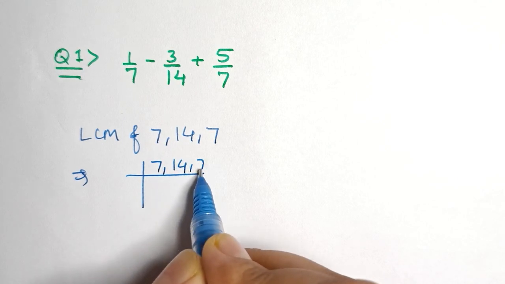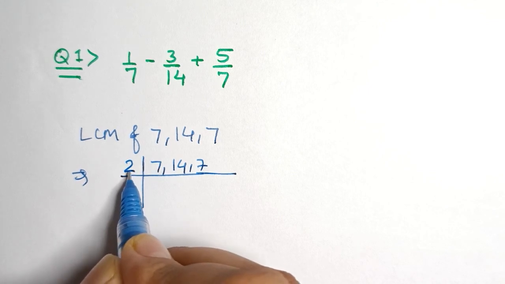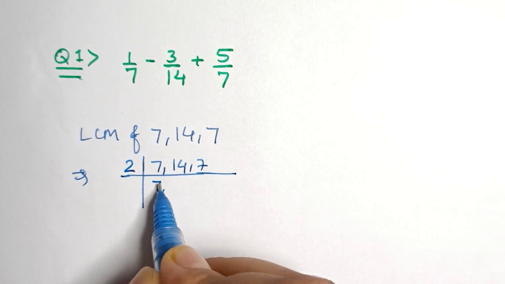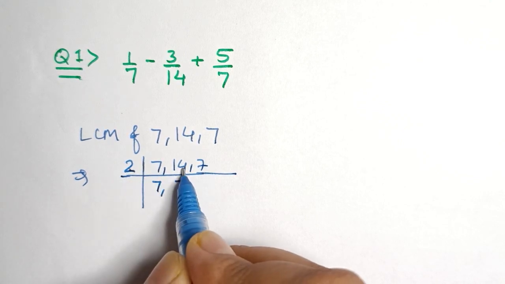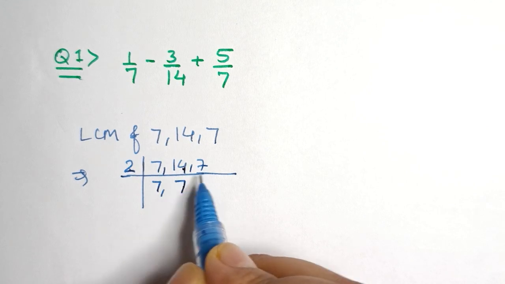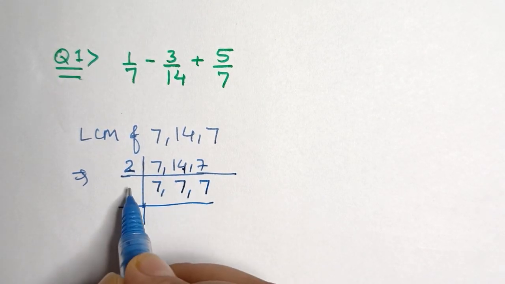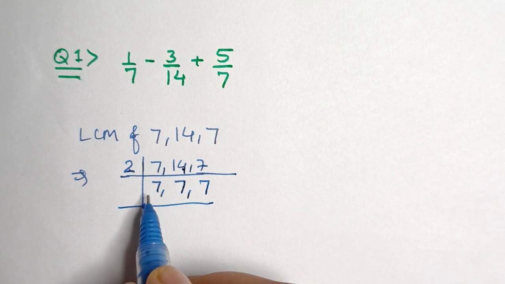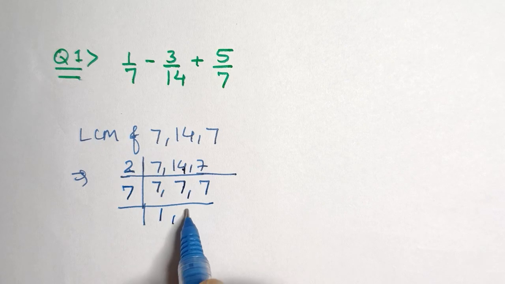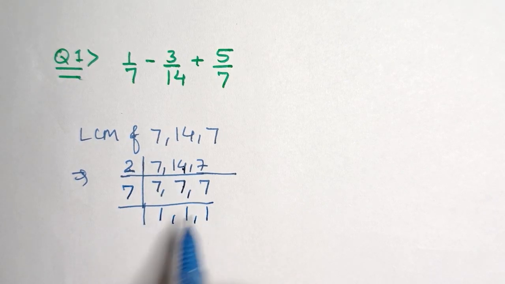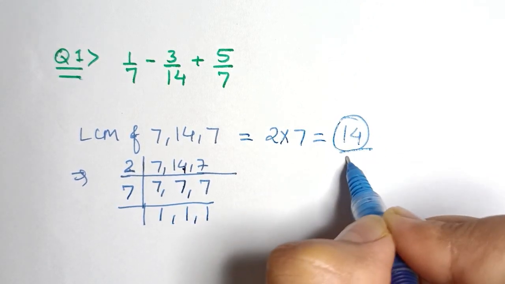For 7, 14 and 7, first of all you have to divide by a very small number, starting from 2. 7 will not be divided, so write down 7 as it is, and 7 twos are 14, so it will be divided. Again this 7 will not be divided, so write it again. All these numbers will be divided by 7 only. 7 ones are 7, 7 ones are 7, 7 ones are 7. So the LCM would be 2 into 7, that is 14. So your LCM is 14.